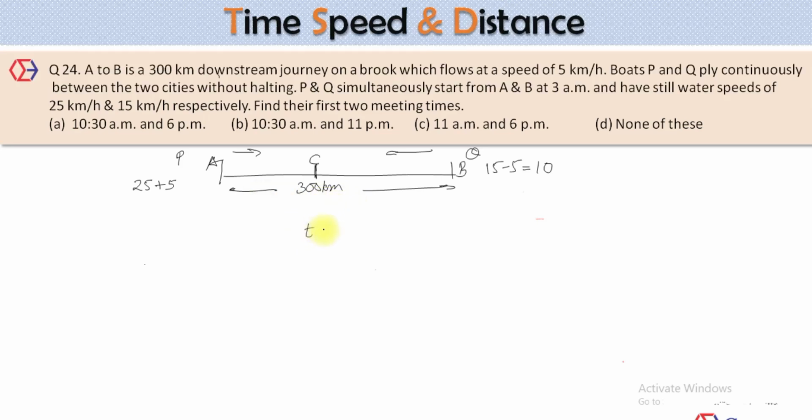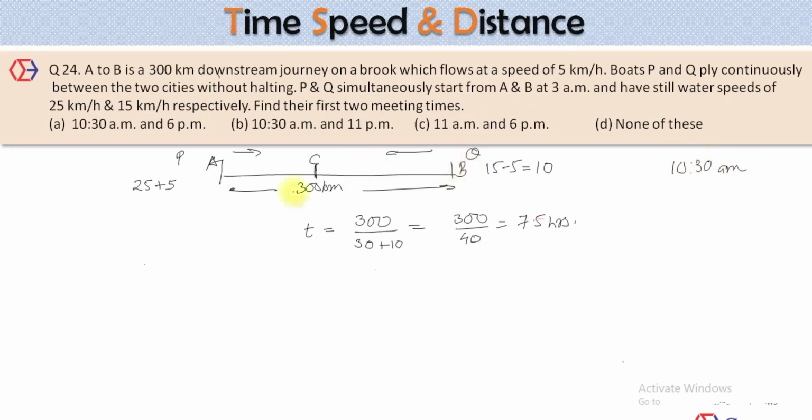So I'll directly say time is equal to distance, that is 300 kilometers, divided by the relative speed. For P it is 25 plus 5, that is 30. For Q it is 15 minus 5, which gives you 10. They are moving towards each other, so I'll have to add, 40. This becomes 300 by 40, that is 7.5 hours. Yes or no? And the starting time was 3 am. When you add 7.5 to 3 am, it gives you 10:30. The first meeting time would be 10:30 am.